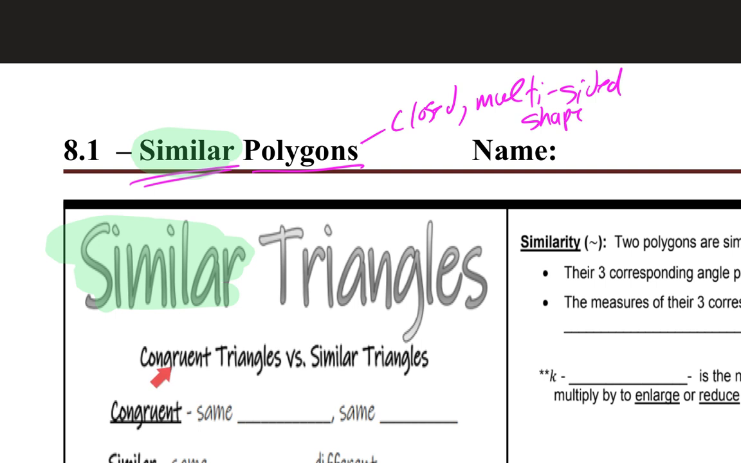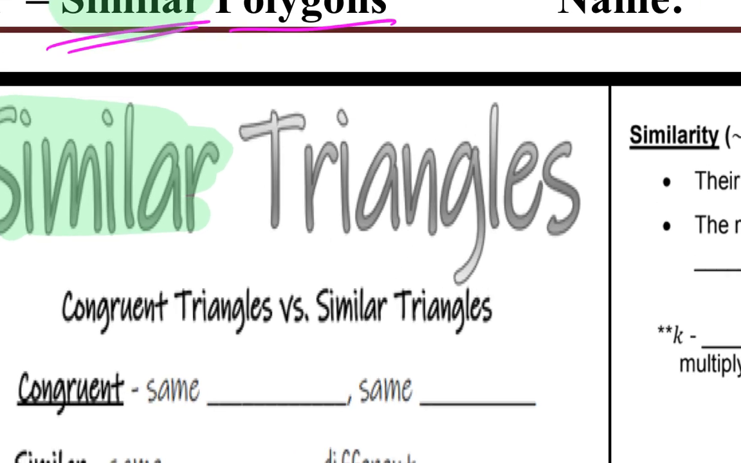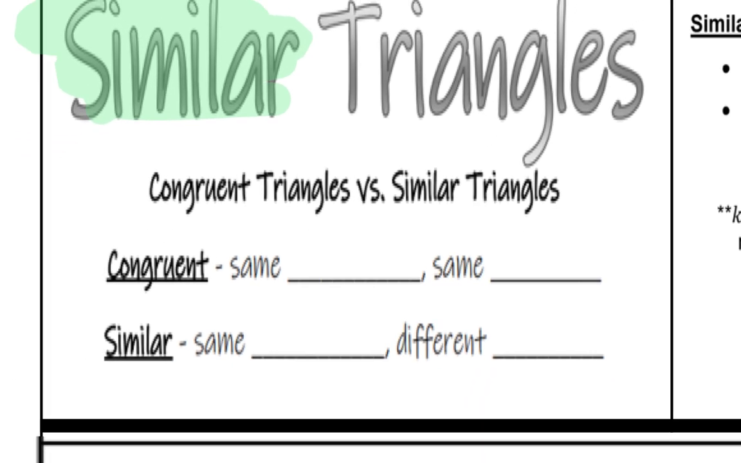So, congruent versus similar. We talked about congruent already. You know what congruent means, right? So what would you say congruent is? Same blank, same blank. Congruent means same shape and the same size.